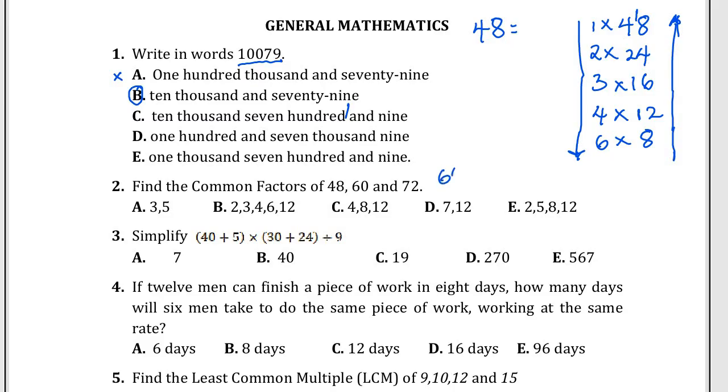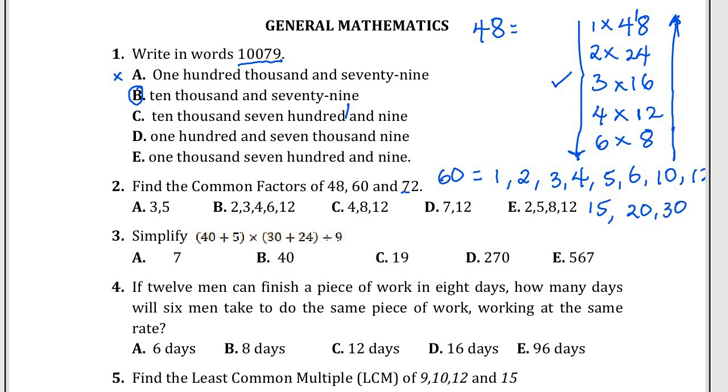Now for 60, I'm going to just list the factors of 60. You can solve for the factors using the method I used for 48. You are going to get 1, 2, 3, 4, 5, 6, 10, 12, 15, 20, and 30 are factors of 60.